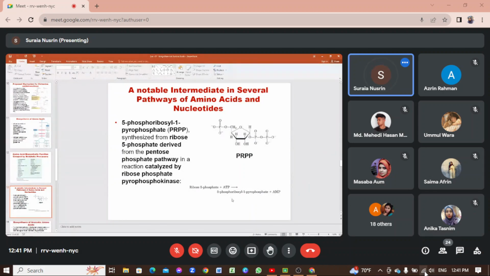The enzyme here, according to the name of the product, is ribose phosphate pyrophosphokinase. That is the enzyme catalyzing this reaction. And this is a very important intermediate which is used in the biosynthesis of amino acids as well as nucleotides.